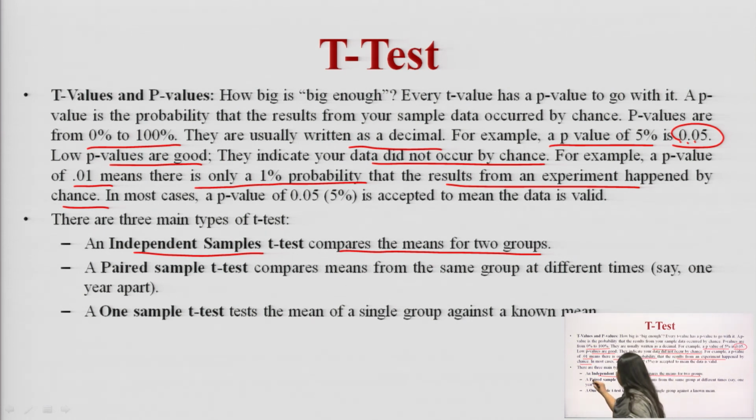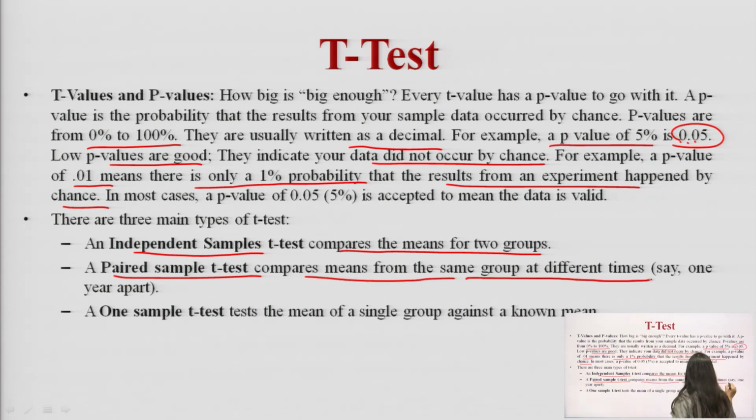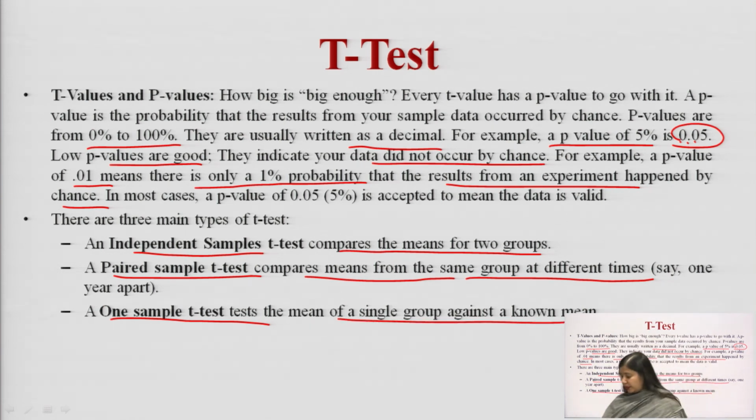Next is the paired sample t-test. The paired sample t-test is basically used to compare the mean of the same group but at different intervals of time. Suppose you want to analyze the results of certain students of a particular batch. You evaluate this year's data, then you evaluate the data of next year and you measure their performance. In that situation you use the paired sample t-test. Then there is the one sample t-test, which compares the mean of a single group against a known mean.